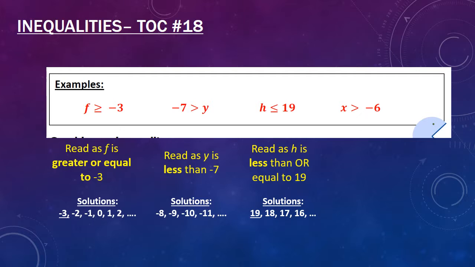All right, the last example is read as x is greater than negative 6. And so it's any number that's to the right, or bigger than negative 6. So those examples, oops, I put negative 6. It would not be negative 6, so ignore that. It would be negative 5, negative 4, negative 3, negative 2, and so on. So negative 6 is not part of the solution there because it does not have the equal to.